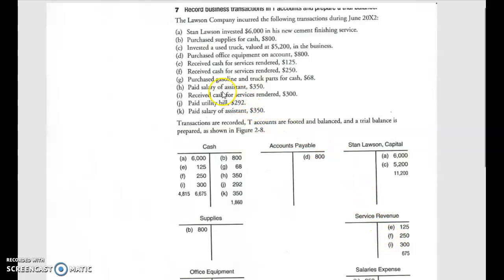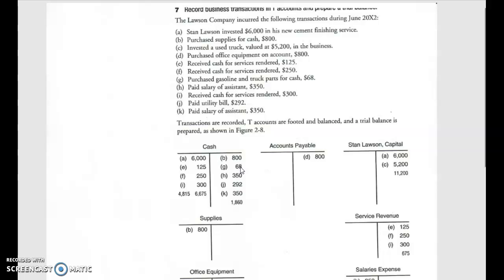The next one, we purchased gasoline and truck parts for cash, $68. So this is transaction G. We purchase it for cash, so we are going to be reducing cash. That means we credit it. So we enter G on credit for $68. Credit just means that we are reducing cash because it has a normal debit balance. So to reduce it, we have to put it on the credit side.